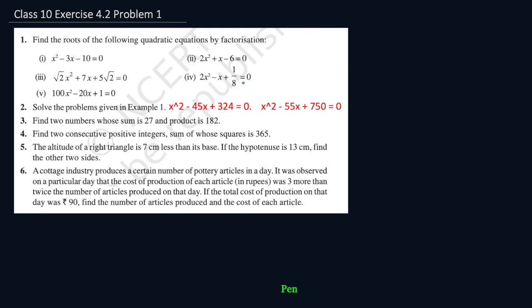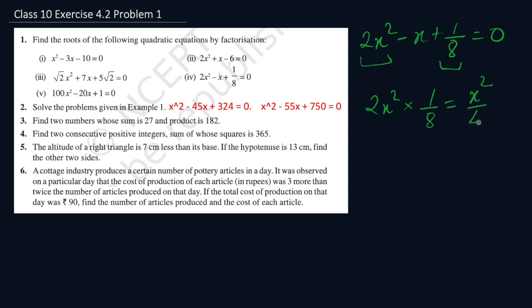Now let us see our fourth question. Our fourth question is 2x square minus x plus 1 by 8 equals to 0. Now we have to multiply this a and c. So it will be 2x square multiplied by 1 by 8. So this will be nothing but x square by 4. Now how do we split it such that we get this minus x?